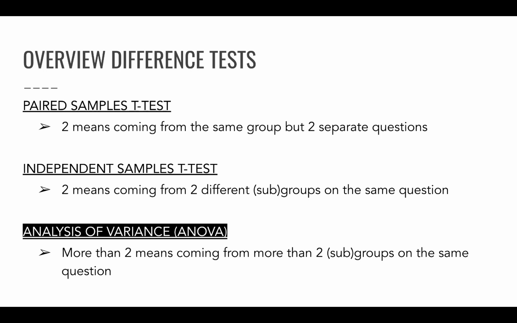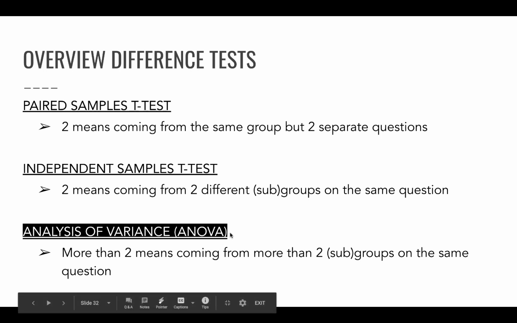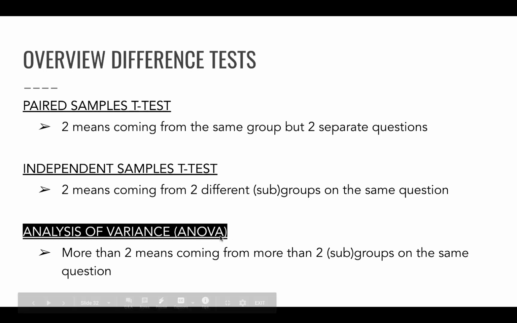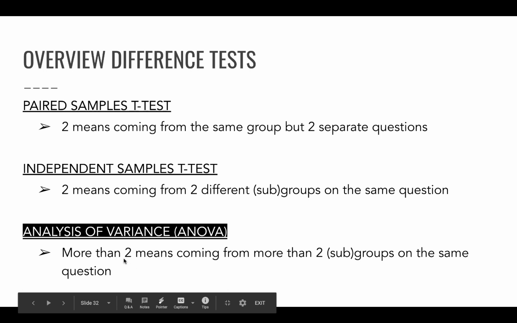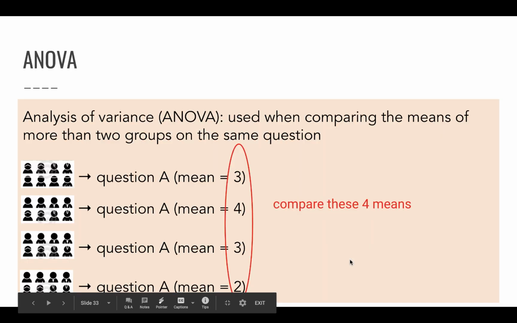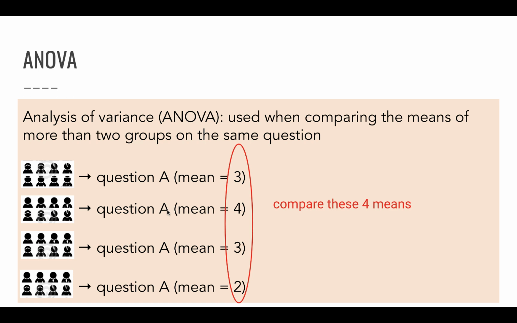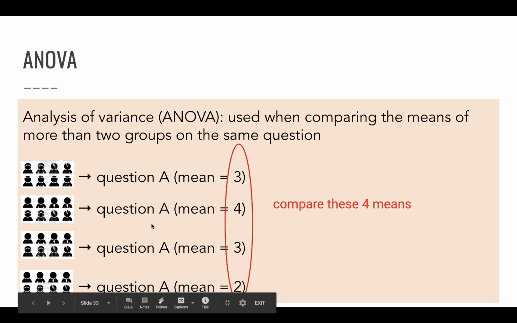The last test in SPSS for differences is the analysis of variance, also called ANOVA. That is when you compare more than two means, so multiple means coming from more than two subgroups on the same question. So instead of having two groups compared on question A, which was what the independent samples t-test did, now we have several different groups and they all answer question A, and we want to see if their means are different.